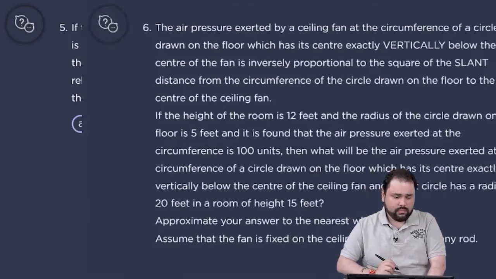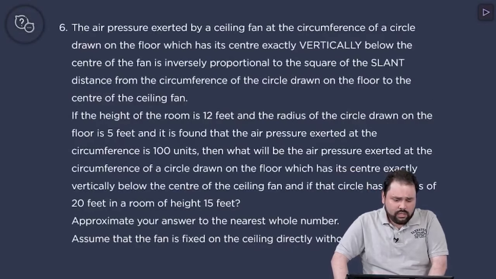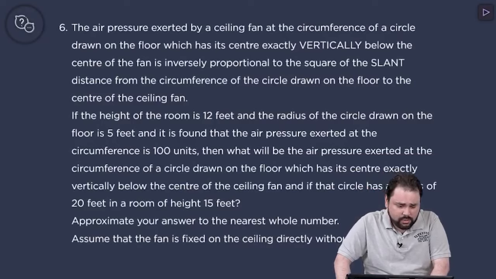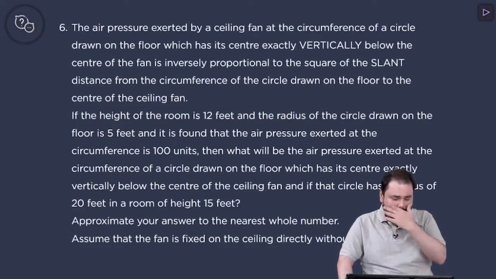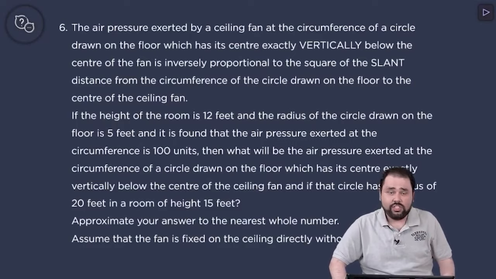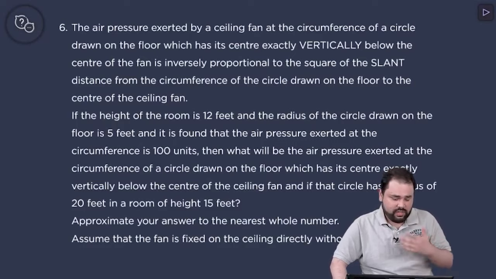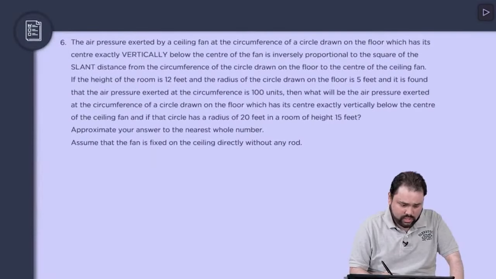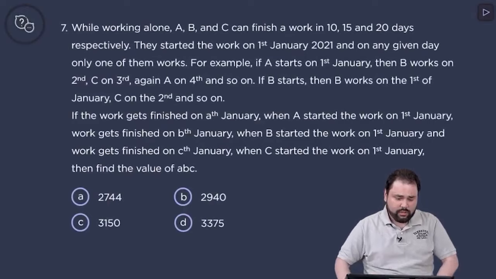Cool. The air pressure exerted by a ceiling fan at the circumference of a circle drawn on the floor, which has a center exactly vertically below the center of the fan, is inversely proportional to the square of the slant distance. Okay, this is too long. This almost reminds me of an IFT question, a never-ending question. It's a very, very long question. I'll come back to this. I don't even want to worry, I'll just go to the next one. They've given some space to solve, but I don't want to even look at it.